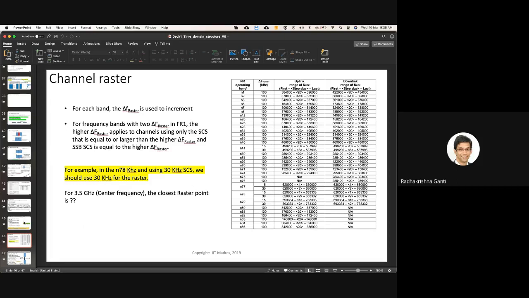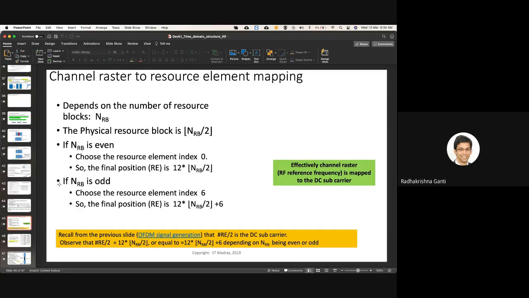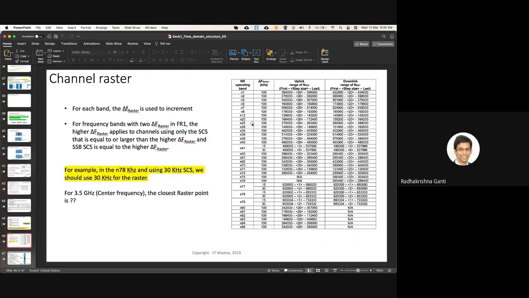So this is a global channel raster. In 5G NR, they said this 30 kilohertz is very, very small. So they define their own raster which aligns with the global raster. For example, if you take the N78 band, they still use the 30 kilohertz raster. That's called a delta F raster. Each band has a specific raster in which they increment. For example, the N38 band has a 100 kilohertz raster, whereas the global raster for the N38 band will be 5 kilohertz.